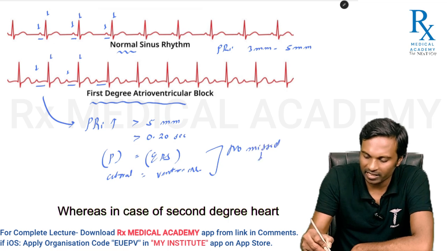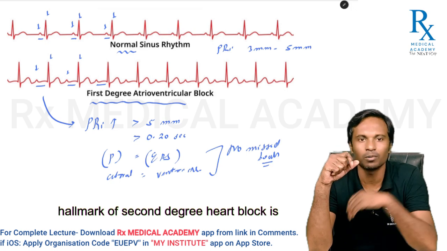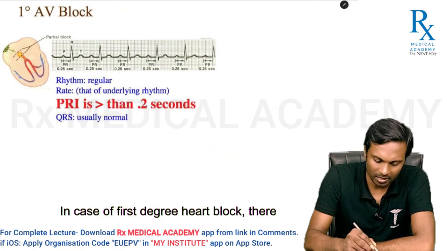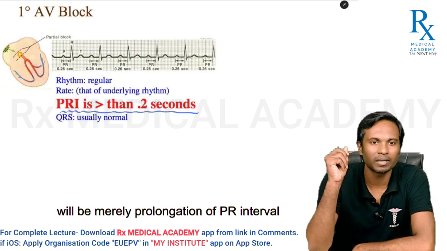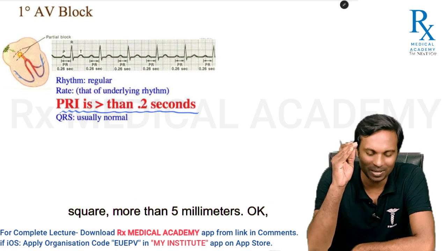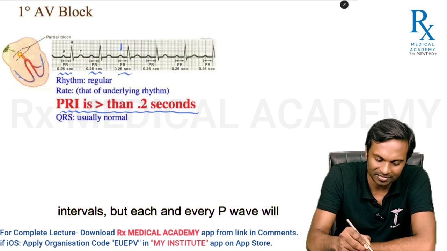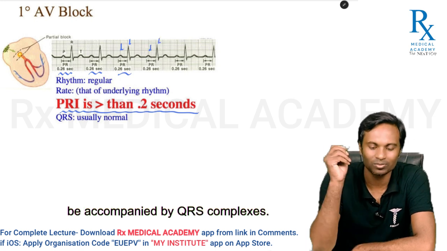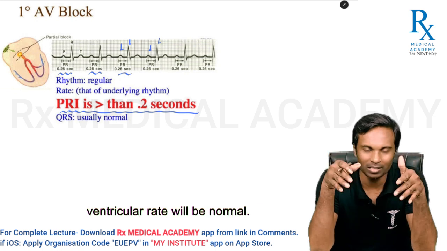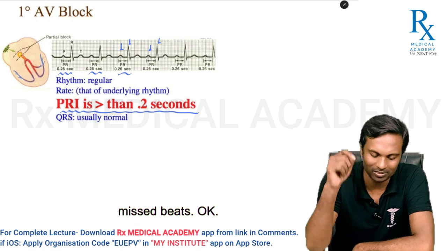Whereas in case of second degree heart block, there can be PR prolongation, but the hallmark of second degree heart block is presence of missed beats. We will discuss. Let's see. In case of first degree heart block, there will be merely prolongation of PR interval more than 0.20 seconds, more than one large square, more than 5 millimeters. Okay, so there will be prolongation of PR intervals, but each and every P wave will be accompanied by a QRS complex. I mean to say that atrial rate and ventricular rate will be normal. There will be no missing of ventricular beat, that is, there is no incidence of missed beats. Okay.